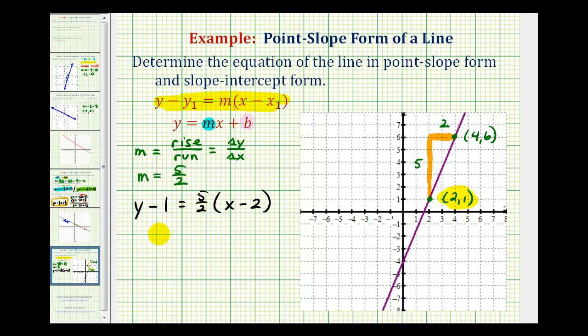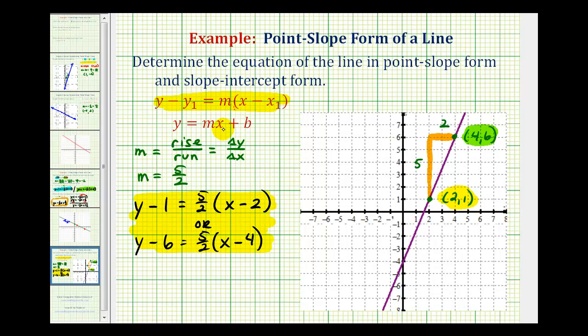Now because we can use any point on the line, an equation in point-slope form is not unique, meaning we could also use the second point and write the equation in point-slope form. Let's just go ahead and show that. If we use this green point here, we would have y minus 6 equals 5 halves times the quantity x minus 4. And both of these forms would be correct for the equation in point-slope form.